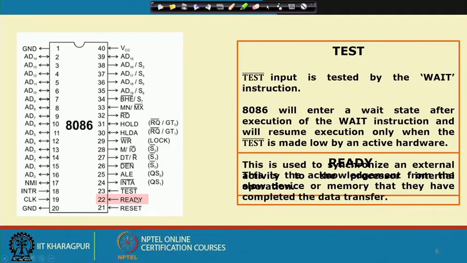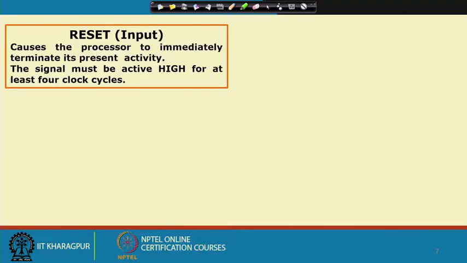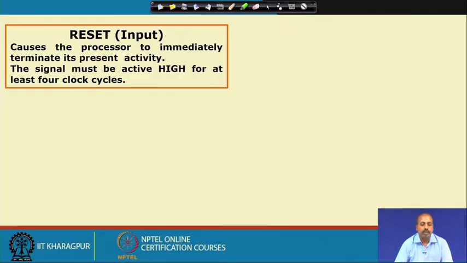The ready signal is used by external memory to tell whether some device is slow or not, and it will extend the memory operation. Then there is a reset signal which causes the processor to immediately terminate its present activity. Just like the 8085 reset signal, the signal must be active high for at least 4 clock cycles to be acknowledged, because otherwise it may be a very small amount of time and the reset was not intended, just a spike came.